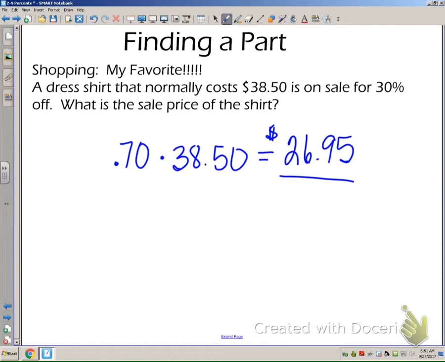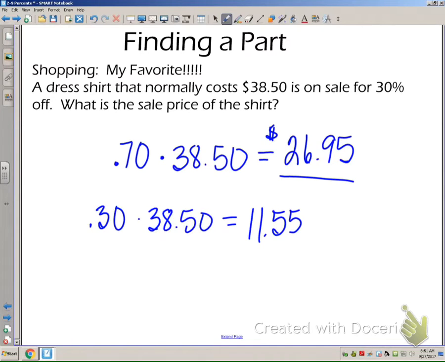Now, if you don't like that method, another way that you could approach this problem is, okay, you say, well, it's 30% off. So what is 30% of $38.50? Well, that is, let's see here, $11.55. So that's how much of a discount I'm getting. So then I have to go back and take the original problem and subtract how much it's being discounted for, and I still get the same answer.